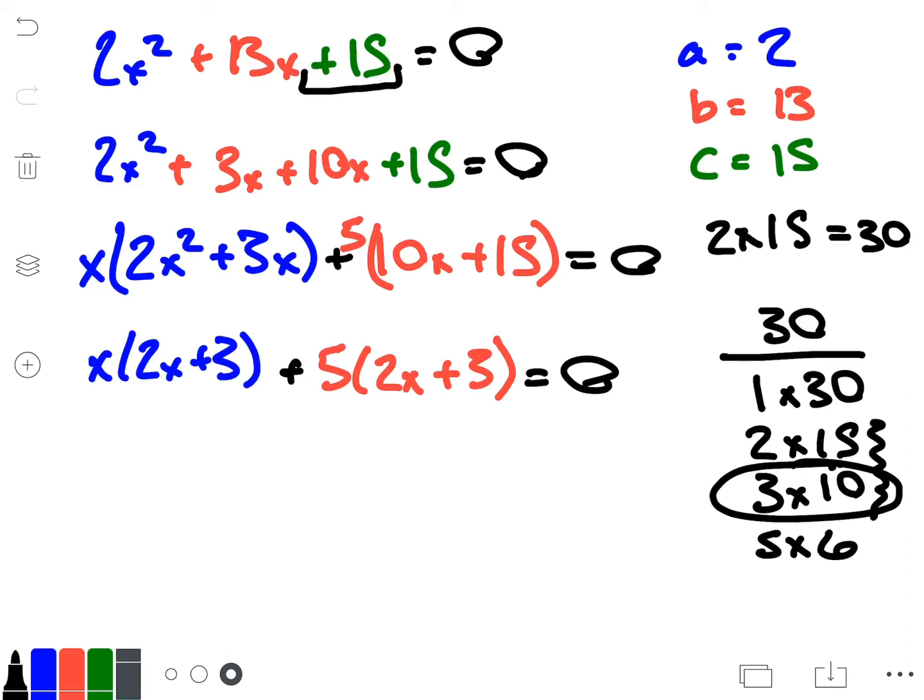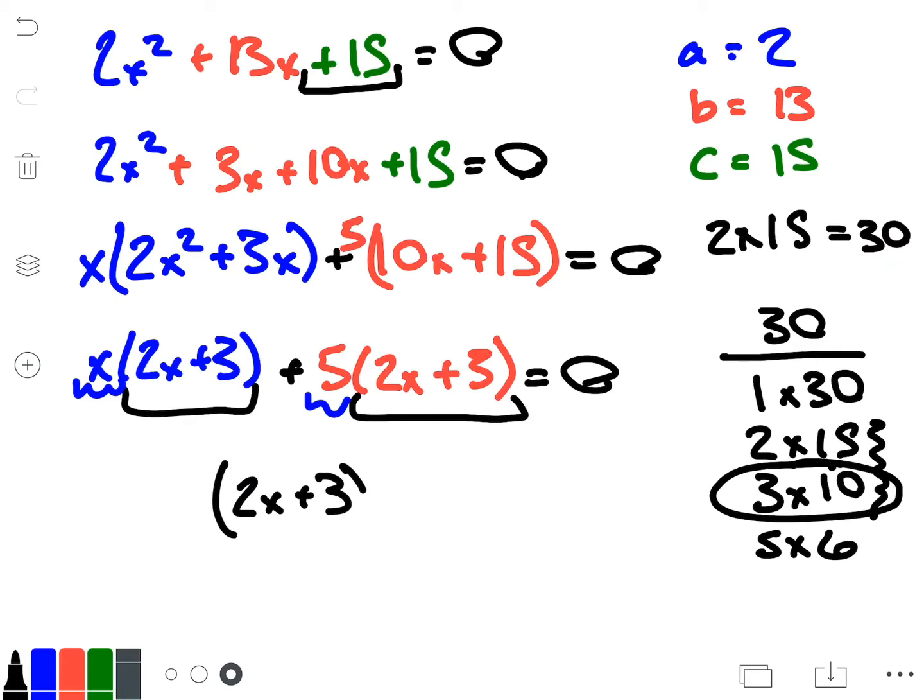We're not quite done yet. To put this into factored form, we'll use one of these 2x plus 3 factors, and then we'll take the terms from out front, so our x and our 5. So in factored form, our equation will be 2x plus 3 multiplied by x plus 5.